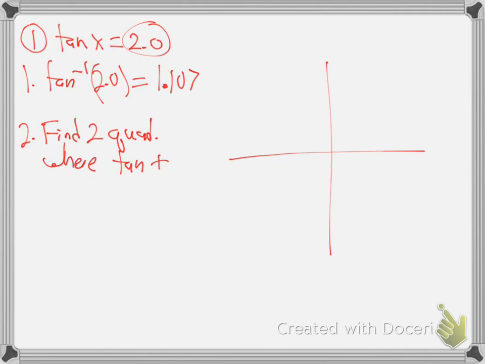So what are the 2 quadrants where tangent is positive? All students take calculus. So which 2 quadrants is tangent positive? 1 and 3. Good, 1 and 3. So let me get rid of these 2. So it's going to be 1 and 3. We already have our answer in quadrant 1. That first answer we got is the quadrant 1 answer. Why? Because it's positive, huh? That's the quadrant 1 answer.